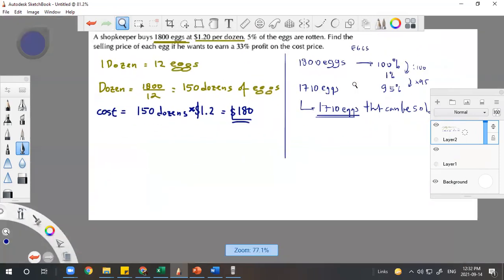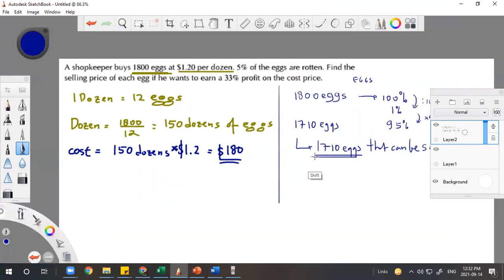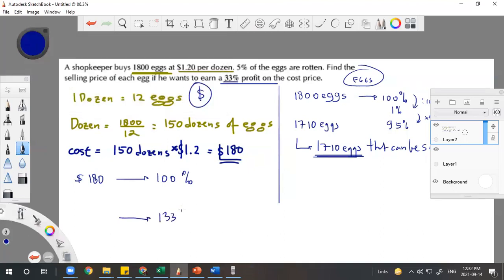1,710x. Now, even though the x is less, he or she still wants to earn 33% profit. So what is the selling price of the x? Again, put it separately: this is the money part, and this is the x part. So $180 represents 100%, right? If you want to sell at a 33% profit, the percentage will be 133. Nice. Felix can do this already.